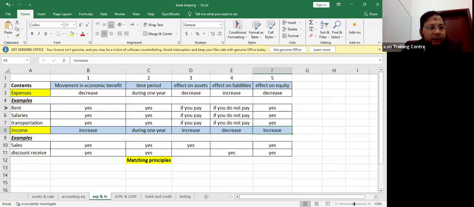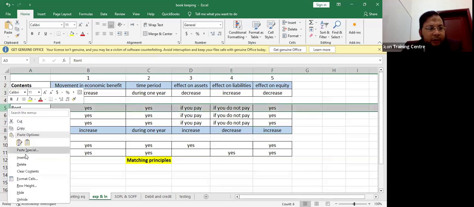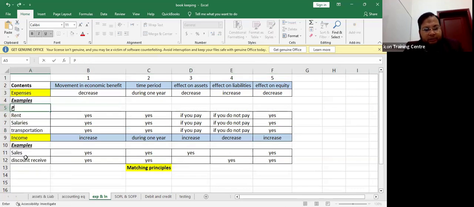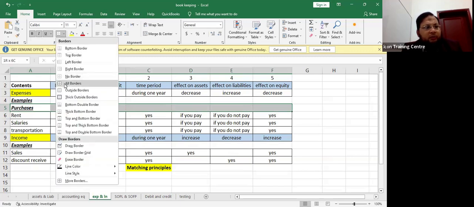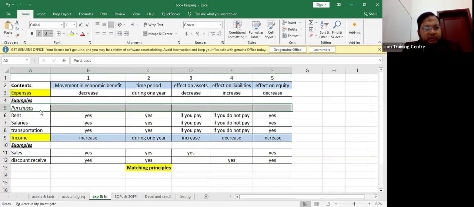Now, in this particular case, we are purchasing goods. Let me enter here purchases. We always recognize purchases as our expense. There are two systems. Some of them recognize purchase as an expense, and some of them recognize it as an asset. So in the periodic system, we record purchases as an expense.